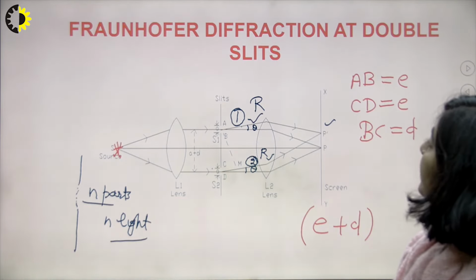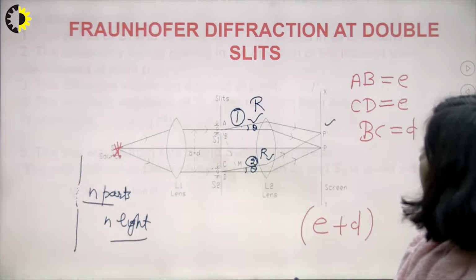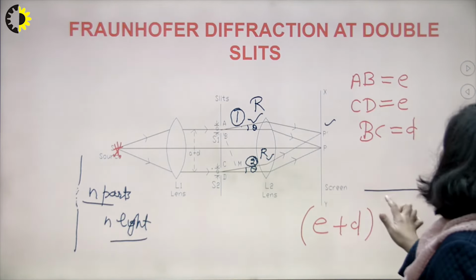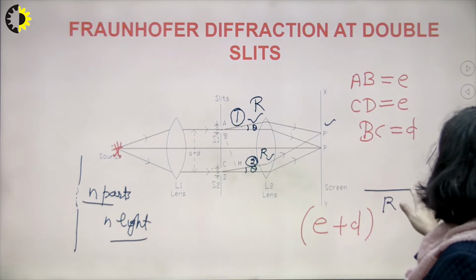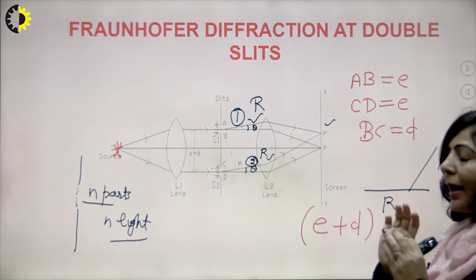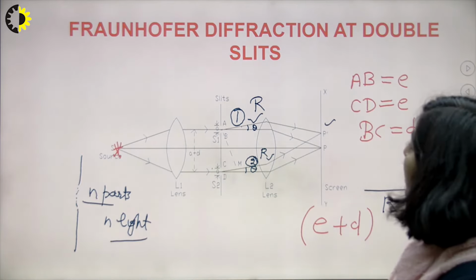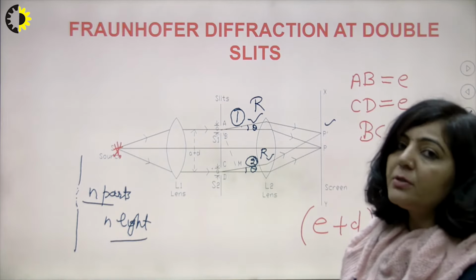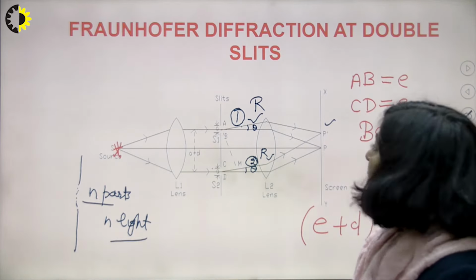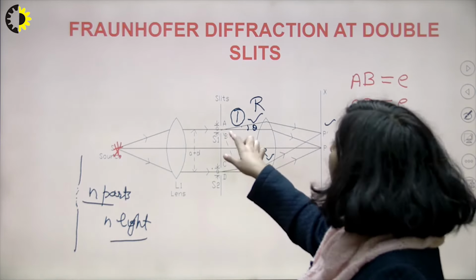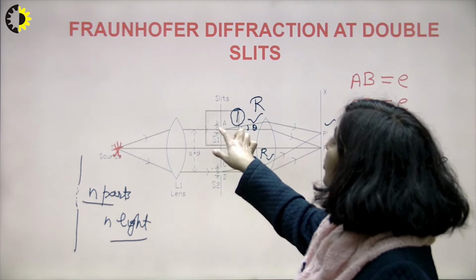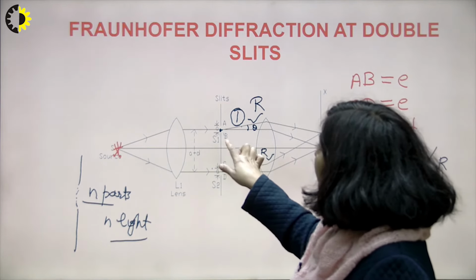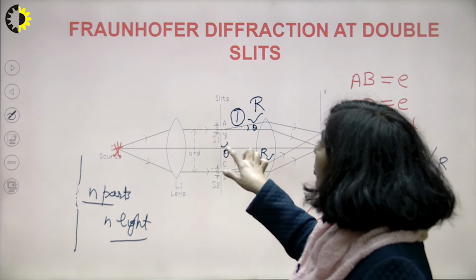So in order to find this, as you can see, there are two light rays, both are of equal amplitude, that is R is the amplitude of each and every component. You can find the phase difference between these two rays. If you want to find the phase difference, first you have to find the path difference. So if you want to find the path difference, draw a normal from this point, let this point be S1. Draw a normal from S1 on this line number 2. If you draw a normal, then this angle will be your theta.